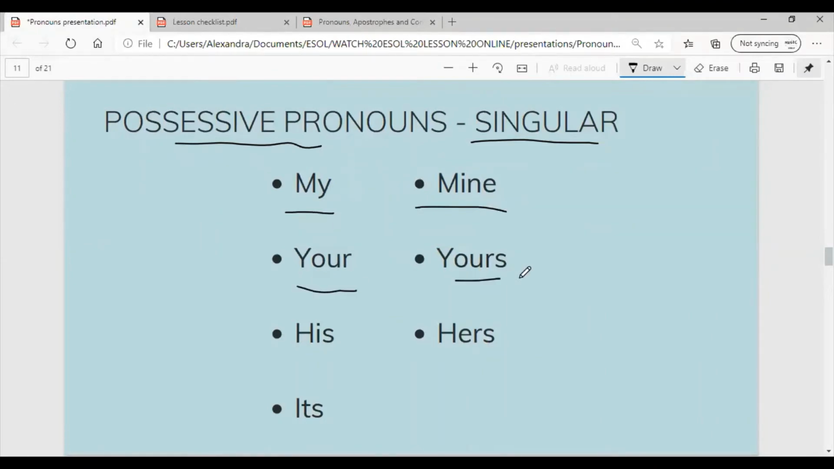Your and yours, where maybe if you were talking about someone else, you would say, is that your laptop? Is that yours? If you pointed at a laptop. So yours and your could be belonging to someone else.